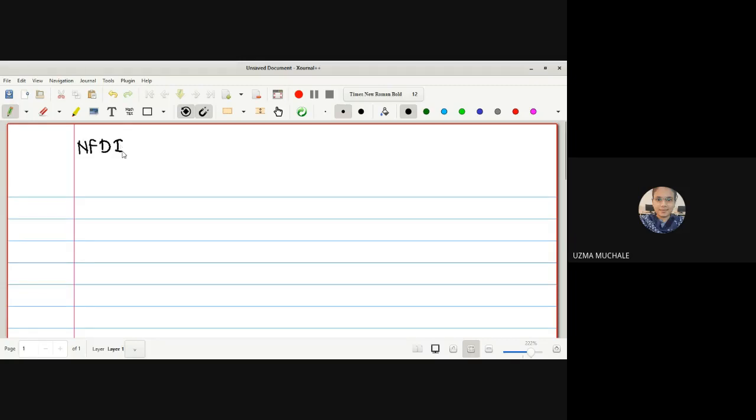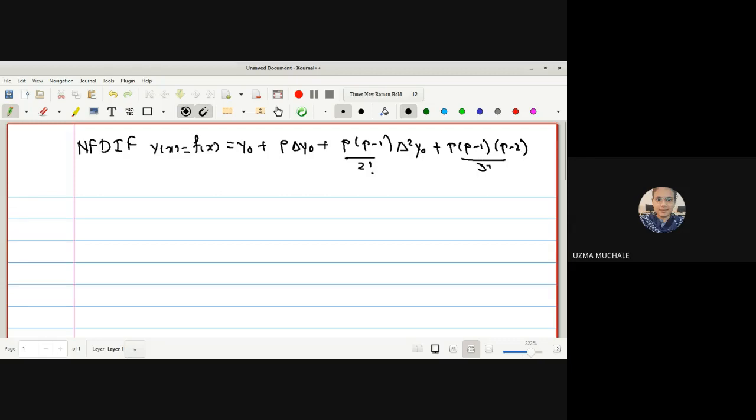Newton's forward difference interpolation formula is y of x is equal to f of x. That means we are going to find a new polynomial f of x which satisfies the condition of y, which is equal to y naught plus p delta y naught plus p into p minus 1 divided by 2 factorial into delta square y naught plus p p minus 1 p minus 2 divided by 3 factorial into delta cube y naught, and so on. The last term is p p minus 1 p minus 2 and so on, up to p minus n plus 1, divided by n factorial into delta raised to n y naught. Okay, this is the formula for forward difference interpolation.